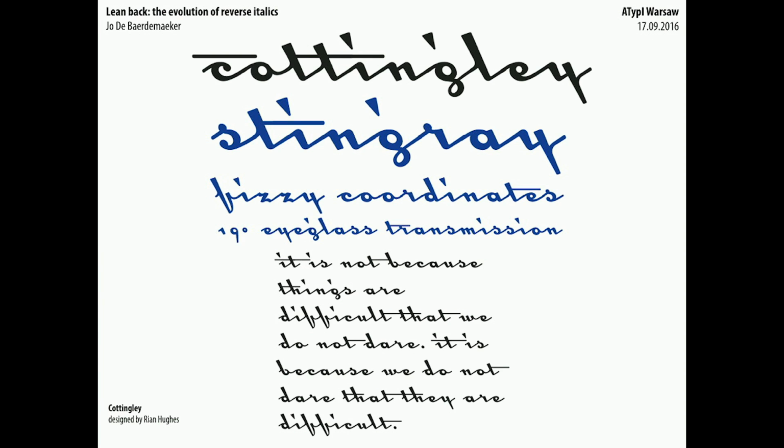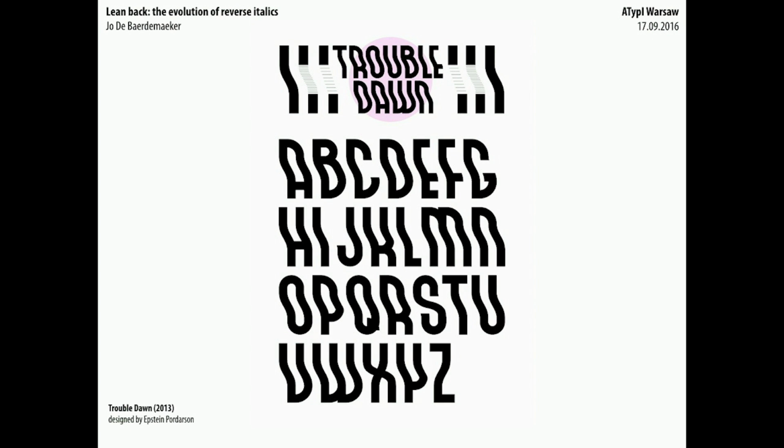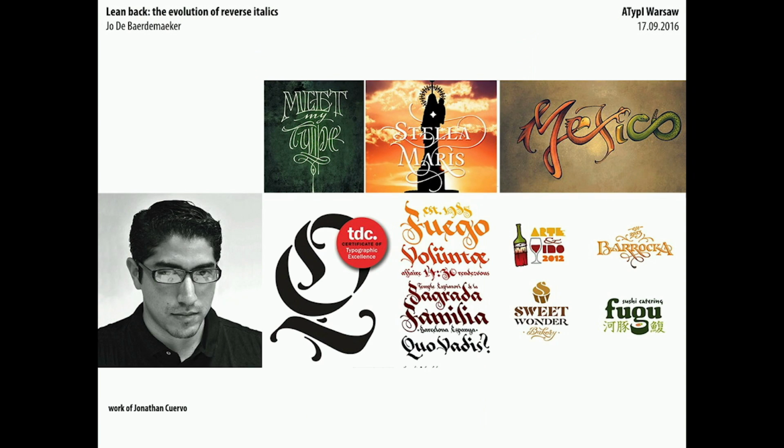Cottingley from Ryan Hughes, which is also maybe more innovative in a sense, and also striking in the way that it's different than the others. Spindity, a logo from James Edmondson again, more wavy style. In use by Stephanie Specht for some, but these are rotalics and not reverse italics, combined with rotated italics.